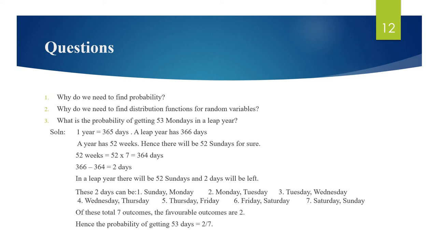So in a leap year there will be 2 extra days. The 2 days can be Sunday-Monday, Monday-Tuesday, Tuesday-Wednesday, Wednesday-Thursday, Thursday-Friday, Friday-Saturday, or Saturday-Sunday. So out of total 7 outcomes, the favorable outcomes are 2. So hence the probability of getting 53 Mondays will be equal to 2 by 7.